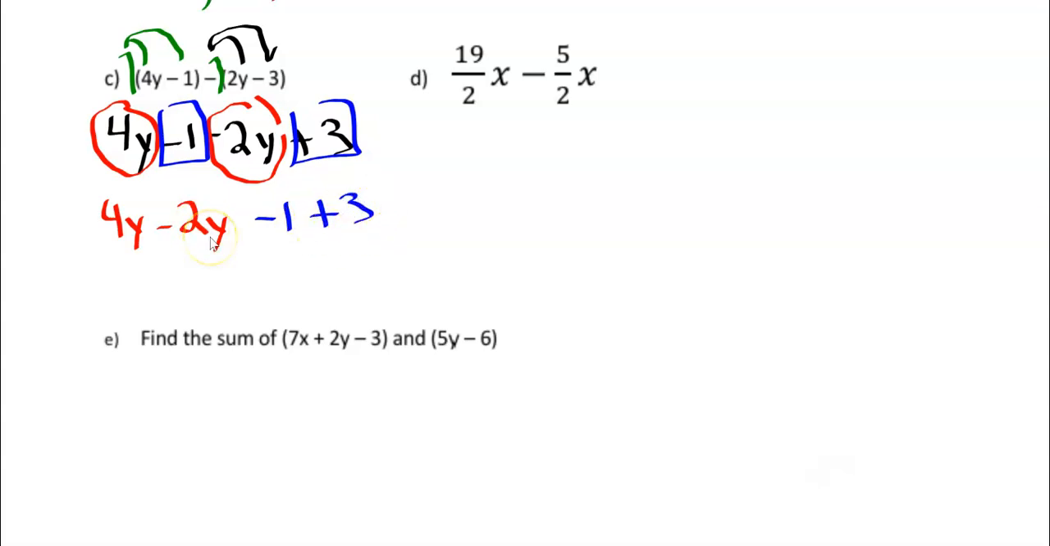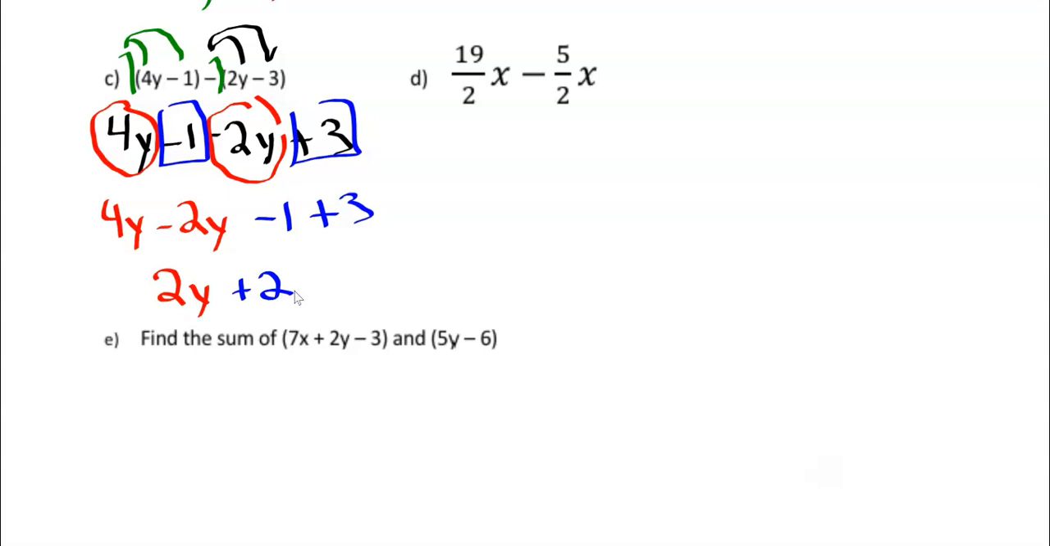4y minus 2y. You subtract the coefficients and you keep the variable. So in your calculator, you are only doing 4 minus 2. That gives you a difference of 2, and you keep the variable y. Negative 1 plus 3. Pretend you're on the negative first floor. You go up 3. You should be at the positive second, or the second floor above the ground.